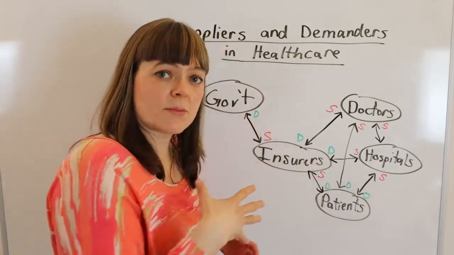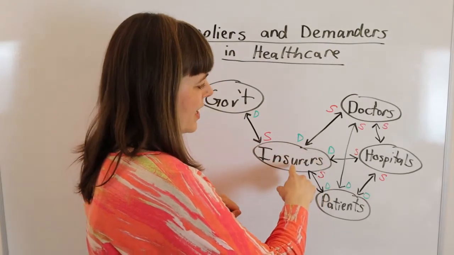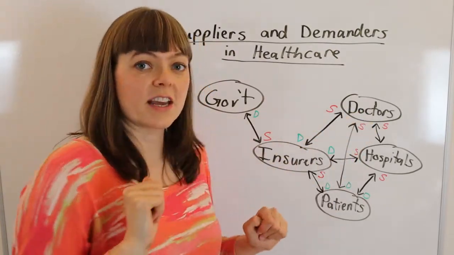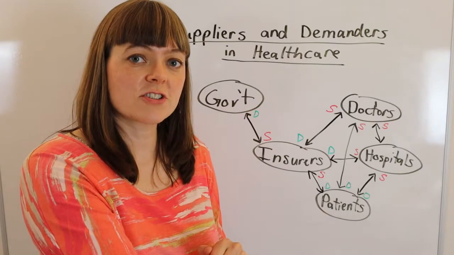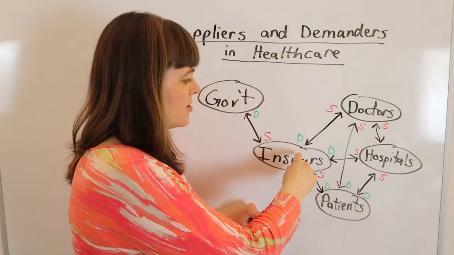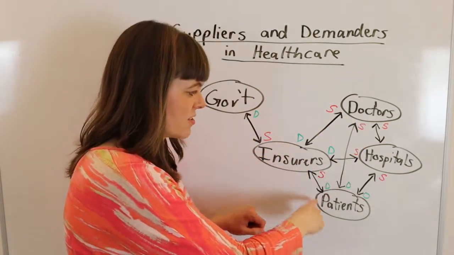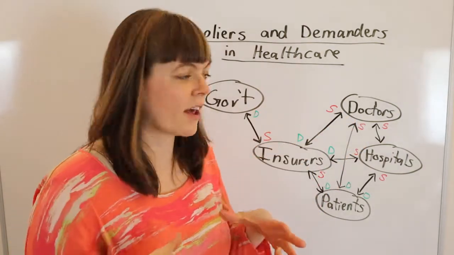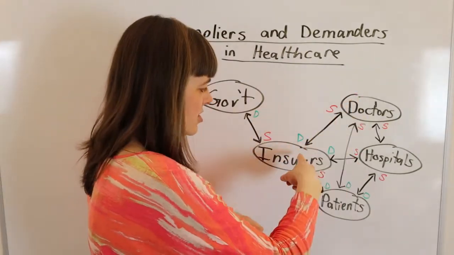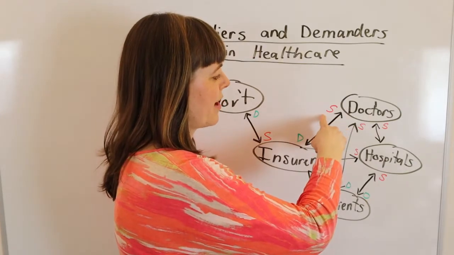The one relationship that sometimes students get wrong is the relationship between insurers and doctors. The insurer is paying the doctors to provide services for the insurer's customers. So the doctors supply services for the insurers as part of the insurer's product. So in this relationship, the insurers are the demanders, the doctors are the suppliers.